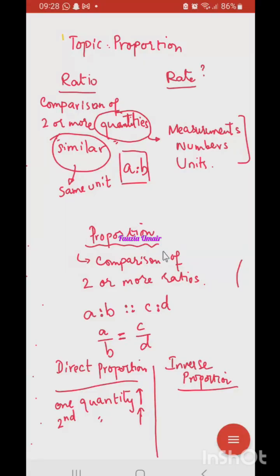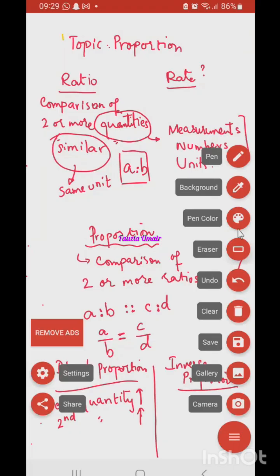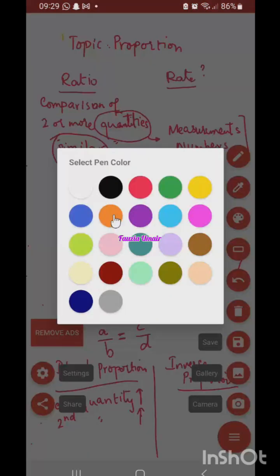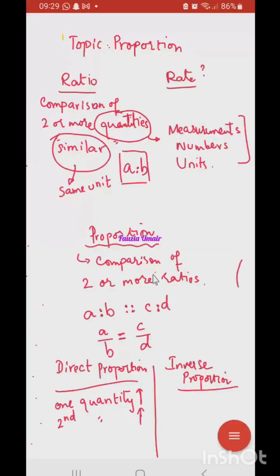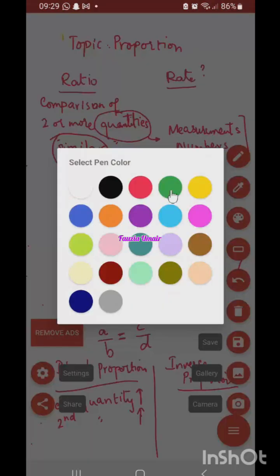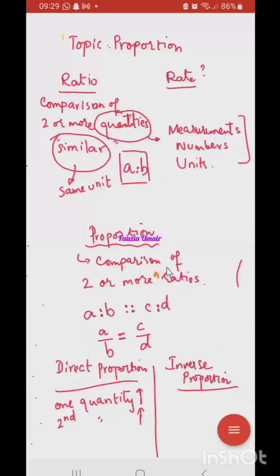So in the definition, I'm adding a word here to give you a better idea of proportion. What is proportion? That word is comparison of two or more. I'm adding a word here. Let me change the color. So I'm adding this: two or more equivalent ratios.